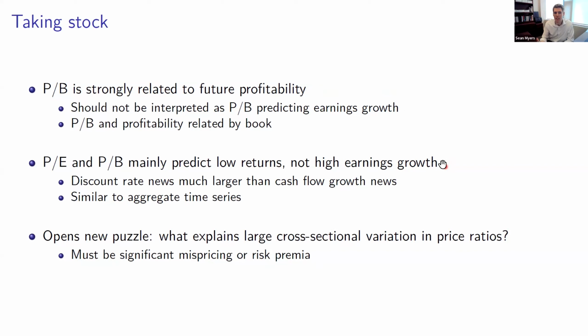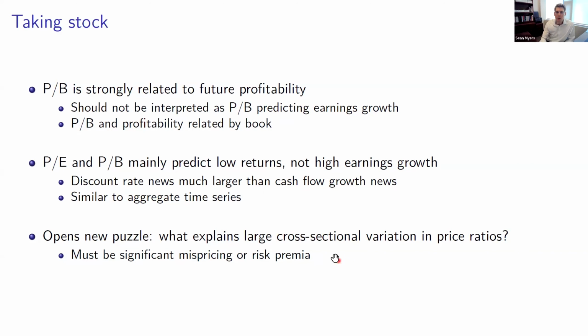In fact, when we break down these decompositions, what we find is both price earnings ratios and price book ratios are much more related to future returns than they are to future earnings growth. Specifically, we consistently find that discount rate news is much larger than cash flow growth news. And this is quite similar to what we see in the aggregate time series. So what this means is that we don't seem to find that the cross-section is any more related to future cash flow growth than the aggregate time series of stock prices. So both of them seem equally puzzling.